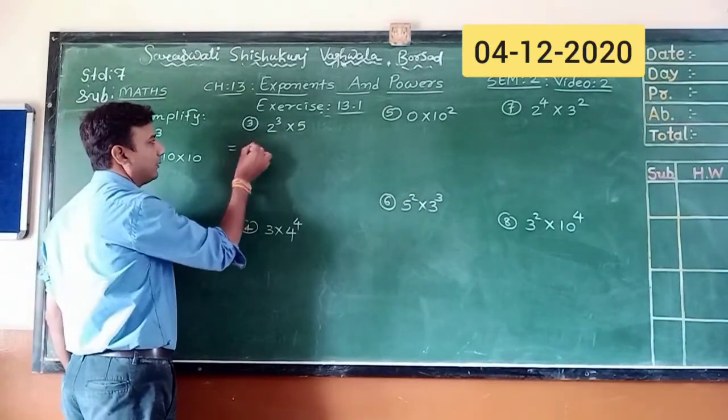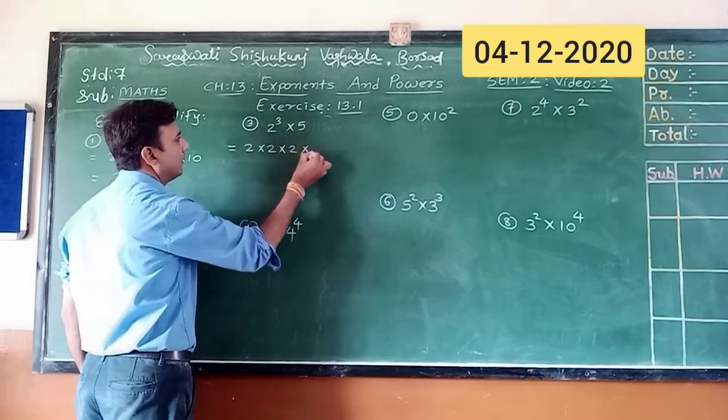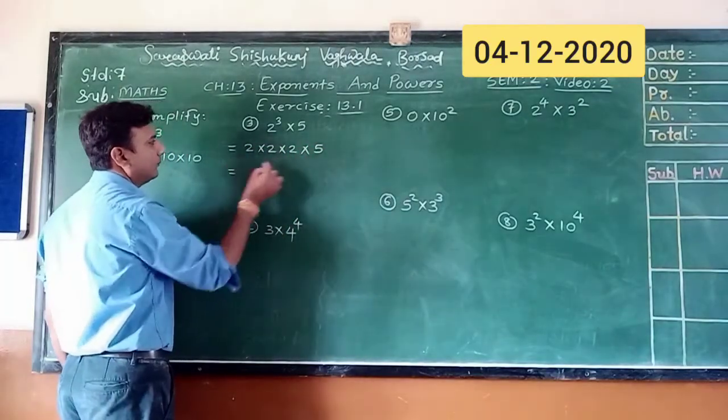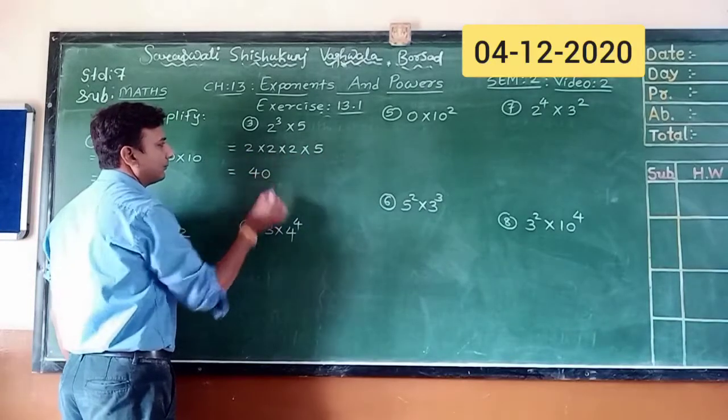Now 2 cube multiply 5. So we have to write 2 three times, 1 2 3, and this 5. 5 2s are 10, 2s are 20, 2s are 40.